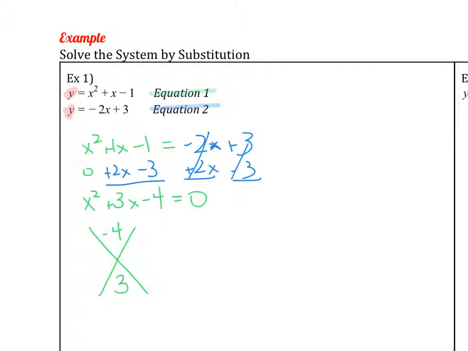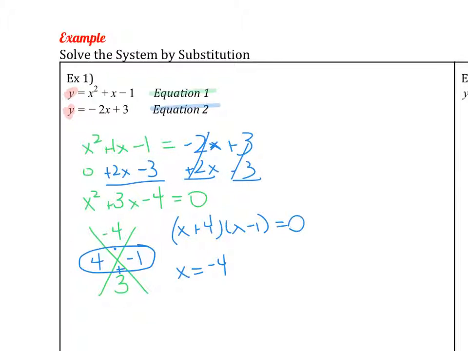We have to have a negative, so we have 4 times negative 1. 4 times negative 1 is negative 4, and 4 minus 1 is a positive 3. So this factors to x plus 4 times x minus 1 equals 0. Then using the zero product property, we know that x equals negative 4 and x equals 1.